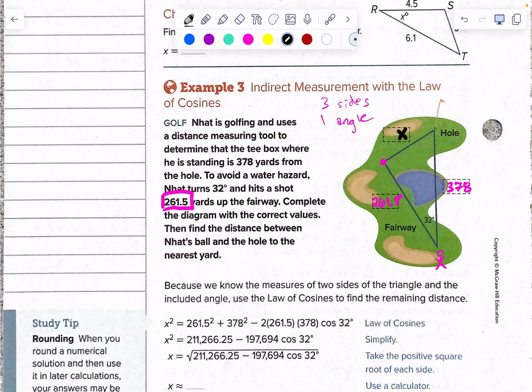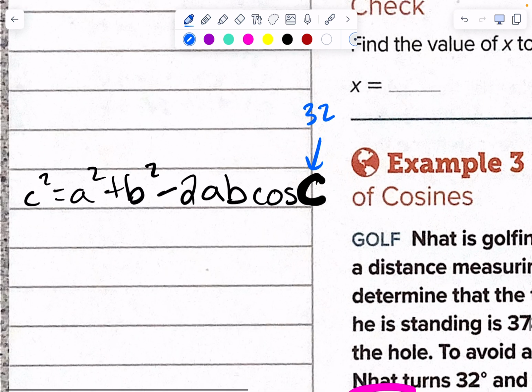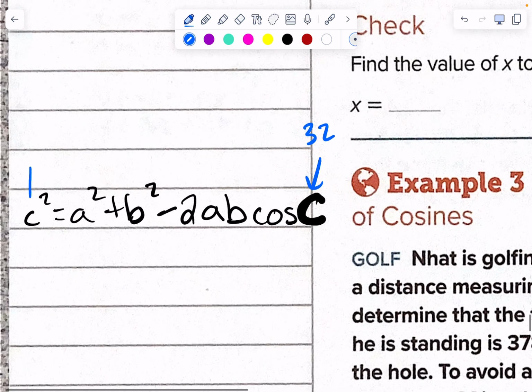Law of cosines is C squared equals A squared plus B squared. It's like the Pythagorean theorem, minus 2AB cosine of capital C. We only have one angle involved, which is the angle 32, and that goes in right here. Now, if that's 32, what does little c have to be?